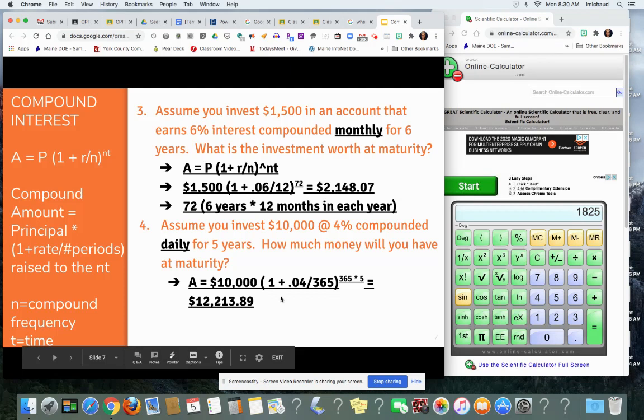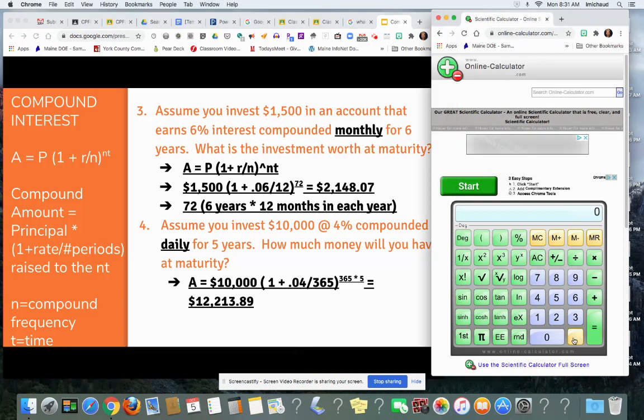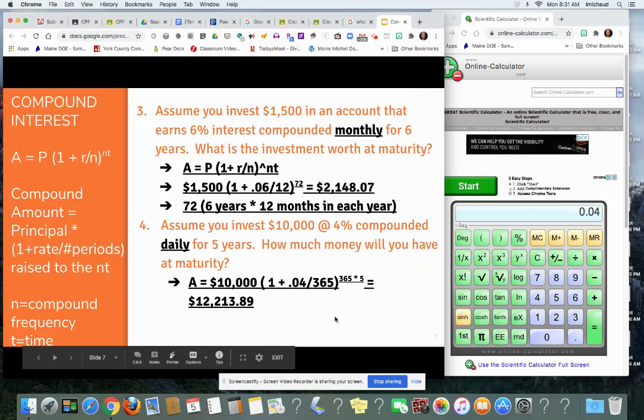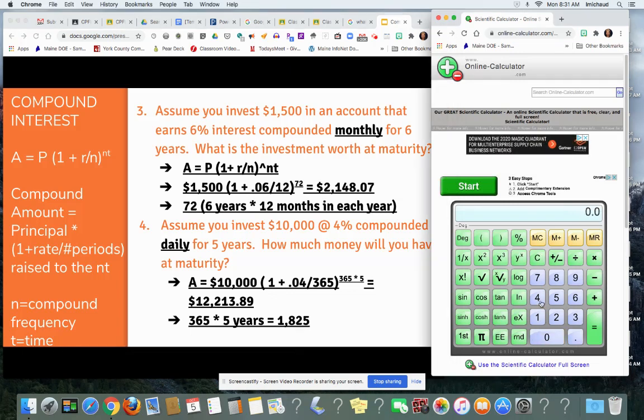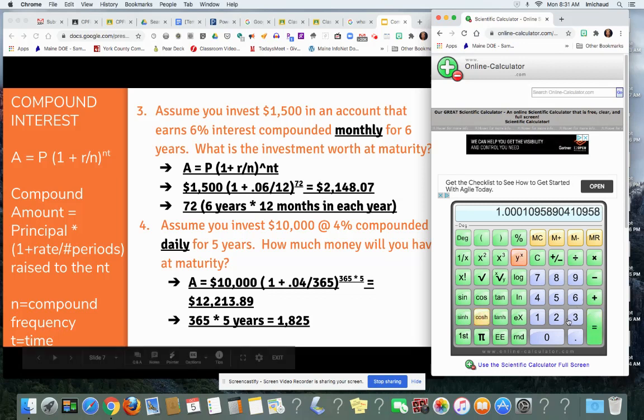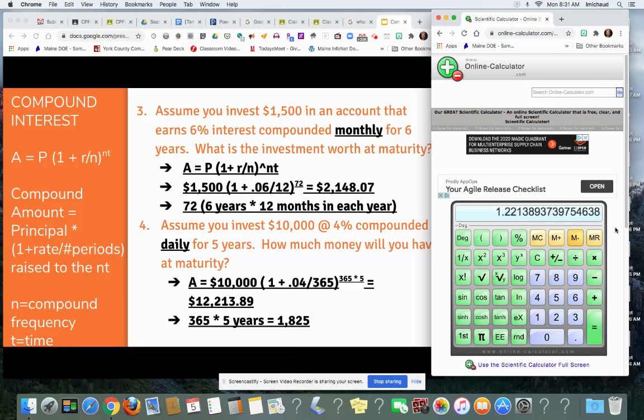Okay, so what you do is work within the parentheses first. 0.04. I don't think I put the 365 there. There it is. Okay, let me try that again. So it's 0.04 divided by 365 because it's compounded daily. Add your 1. You're going to raise it to 1,825. Then you're going to multiply by the principal, 10,000. So your answer is $12,213.89.